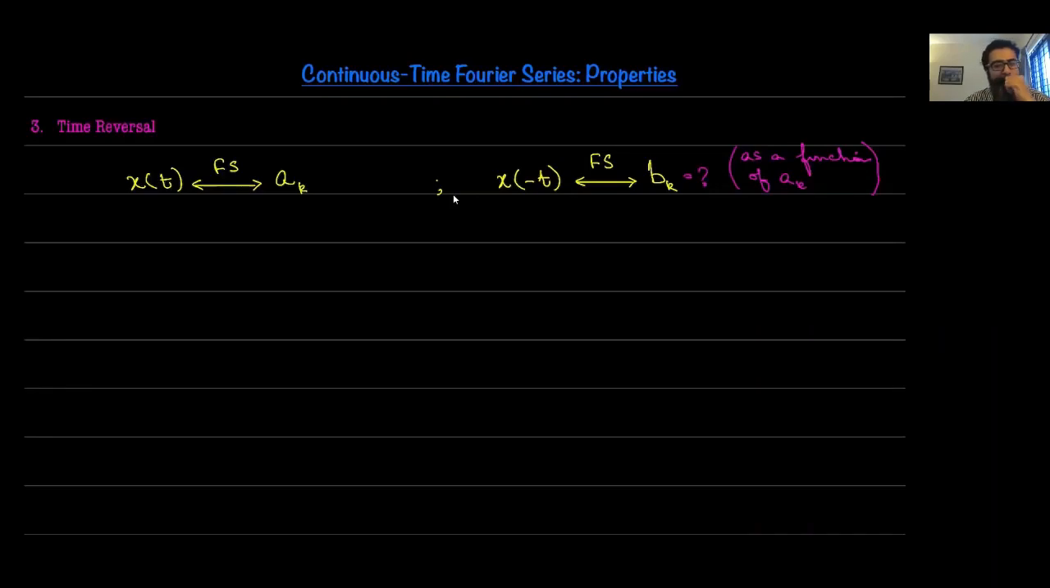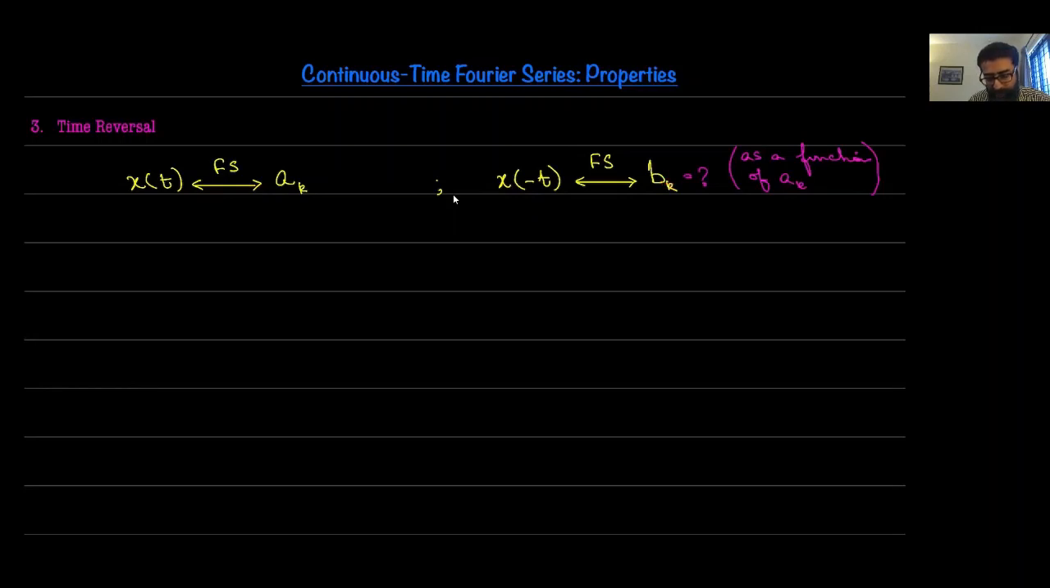So the next property we're going to talk about is time reversal. Once again, what we're interested in is: if x of t has a Fourier series decomposition with coefficients a sub k, where x of t is of course periodic, what are the Fourier series coefficients associated with the time-reversed version of x? If the Fourier series coefficients of x of minus t are b sub k, we want to find out what the b sub k's are.